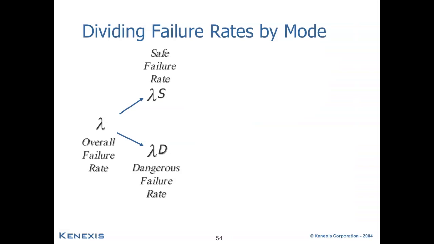Now, in terms of the overall failure rate, based on what you have available to you, and noting several modes of failure will be safe and others dangerous, you can subdivide this failure rate lambda into several components, lambda S, safe, and lambda D, dangerous.